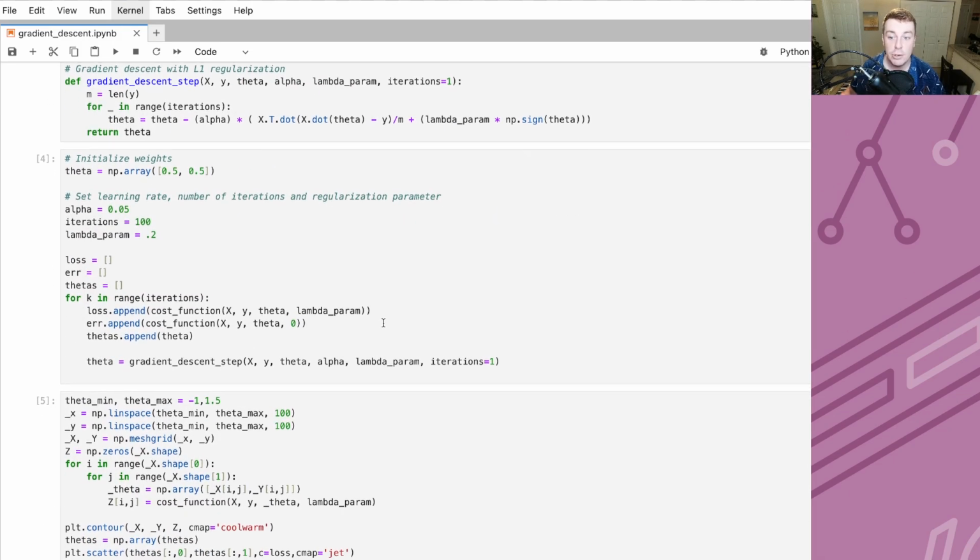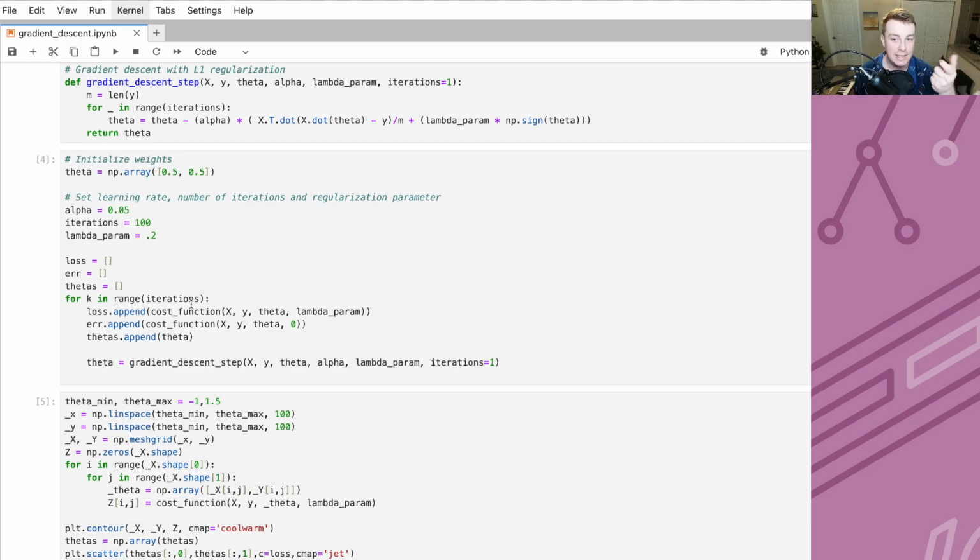Okay, so what I want us to do is show what happens in gradient descent. This is just some helper functions to do this. So I define my starting theta, I define my constants for my step size alpha, my number of iterations, and what my lambda penalty term is going to be. And then I go through all these iterations and compute the cost function, as well as my error each time.